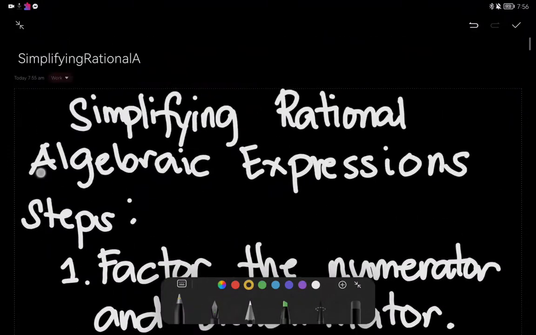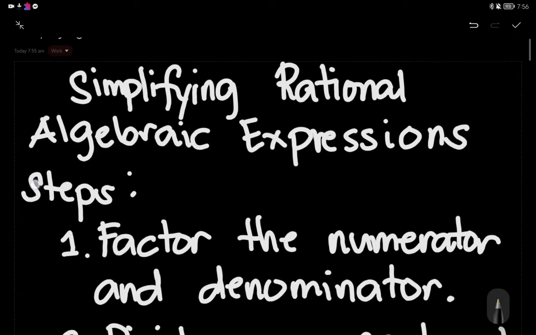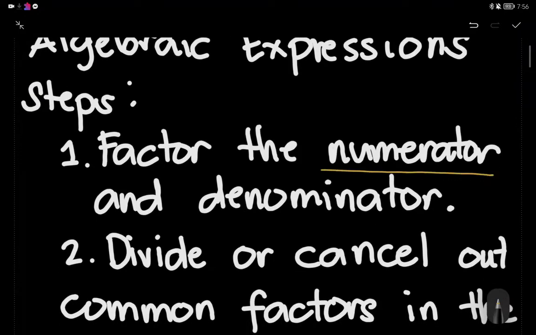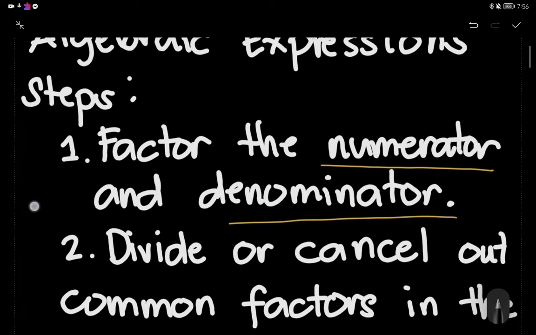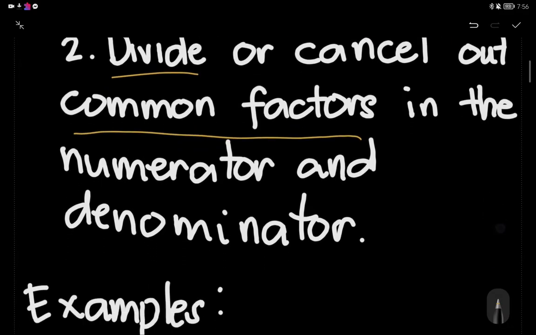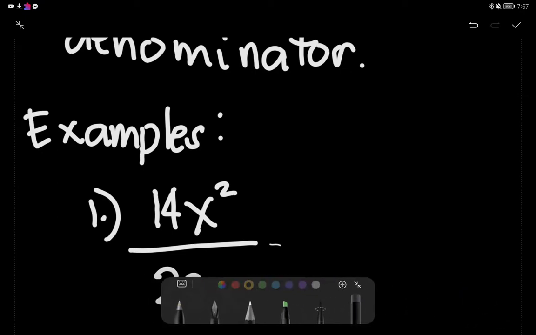Today we are going to discuss simplifying rational algebraic expressions. Step number 1, we are going to factor the numerator and denominator. Step number 2, divide or cancel out the common factors in the numerator and denominator. Now, to deepen our understanding, let us answer the first example, which is number 1.